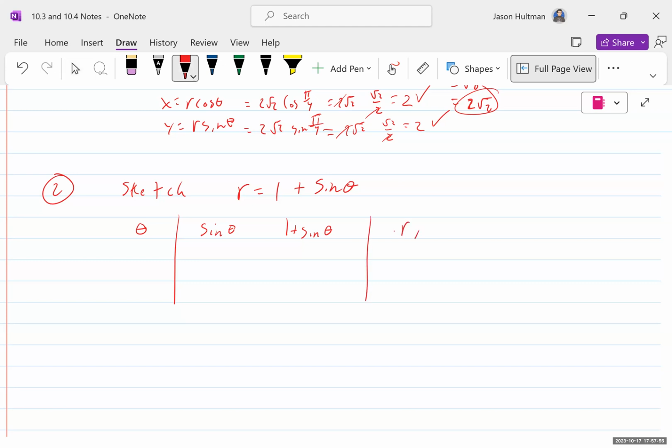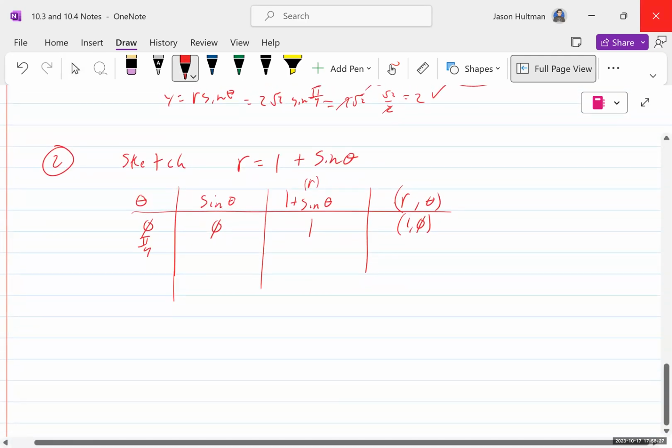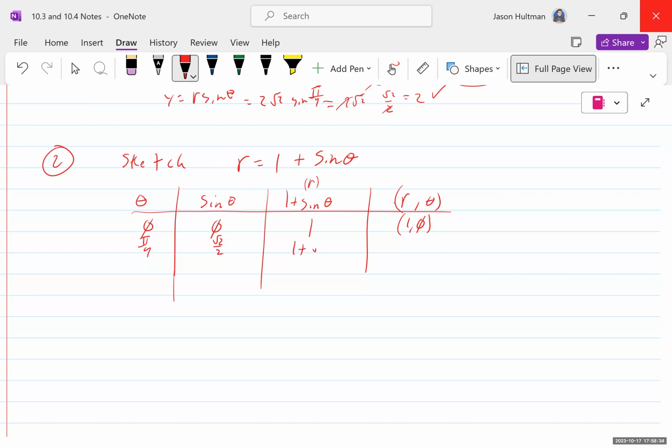And then I'm going to have (r, theta) as my point, because this 1 plus sine theta is r. So when theta is 0, the sine of theta is 0, and 1 plus 0 is 1, so this is the point (1, 0). At pi over 4, the sine of pi over 4 is radical 2 over 2, so r is 1 plus radical 2 over 2. We could get an approximate value for that, approximately 1.707, comma pi over 4.